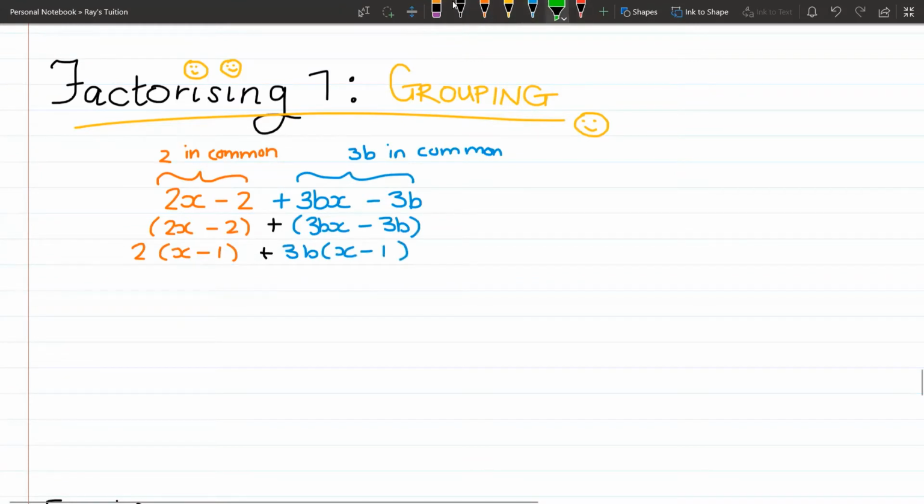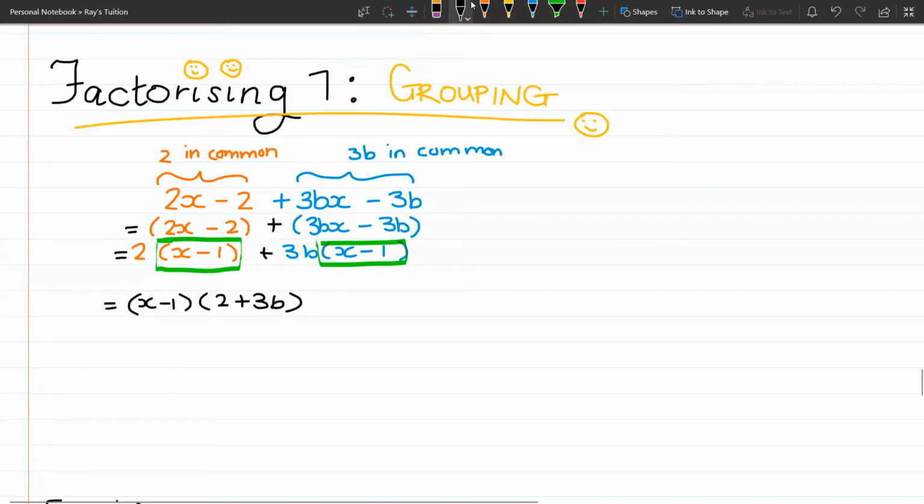Now what you should notice is that both of these terms have this x minus 1 in common. So we're going to take it out as a common factor. Okay, and then what is left is the 2 plus 3b. Okay, and that is how we group and we factorize. It is quite straightforward. So if there's nothing in common between all of the terms, what we can do is group some of them so that we can have some things in common.